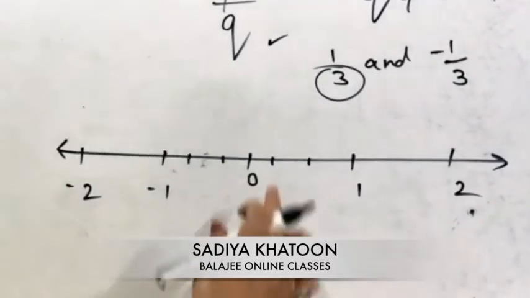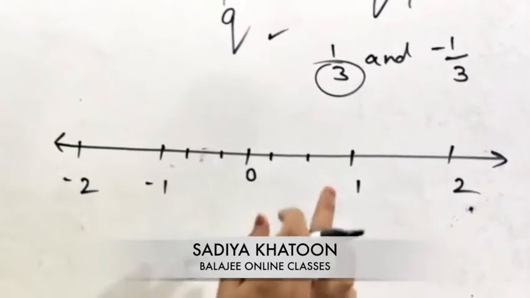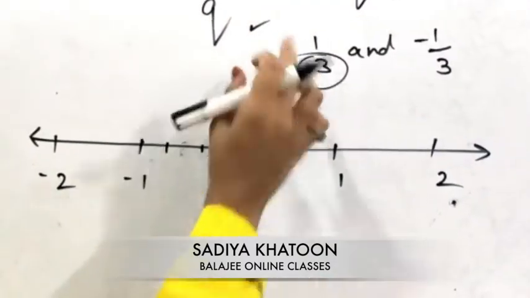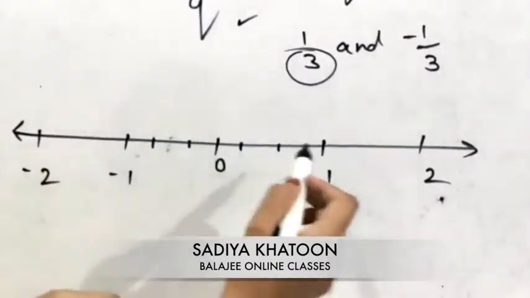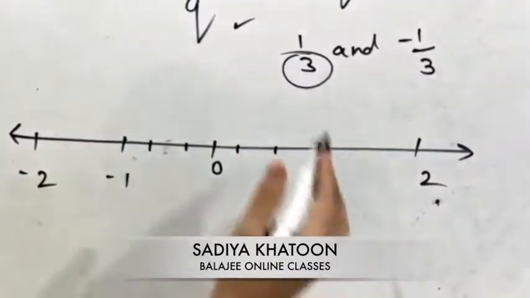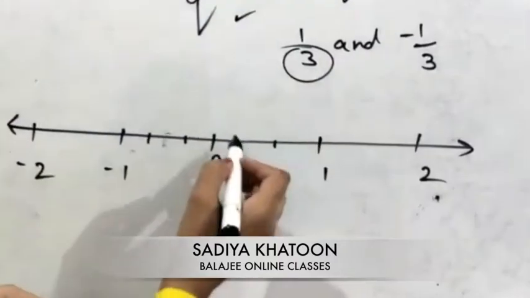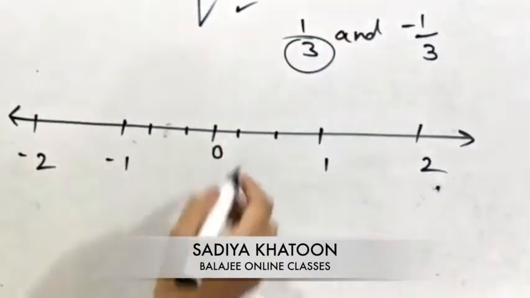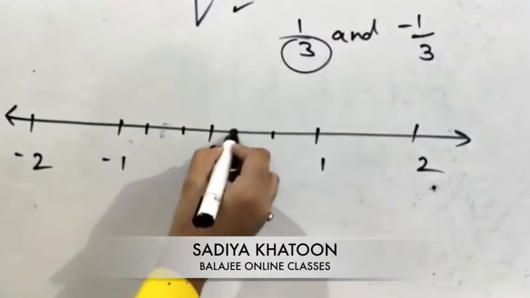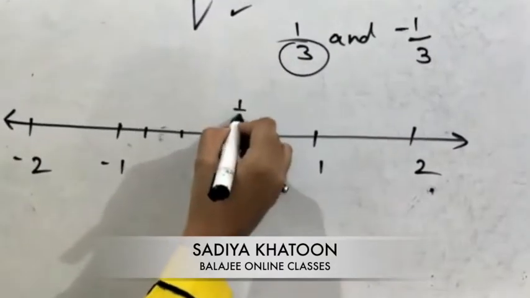Now, amongst these 3, what you have to mark? The first one. You have to look at the denominator. Seeing the denominator, you will make the number of divisions, and seeing the numerator, you have to mark which division you have to mark. So this is 1 upon 3. So this is the first one. This is the first mark. So this will be 1 upon 3.